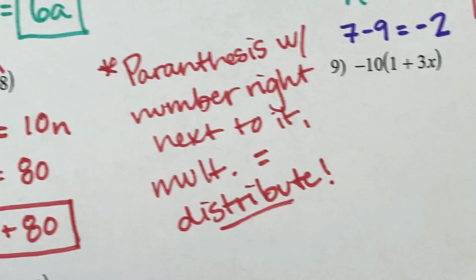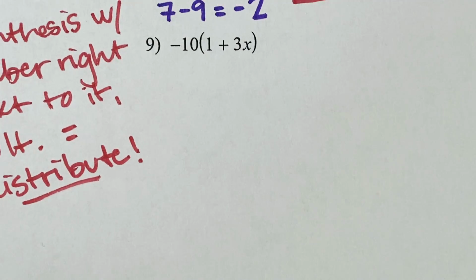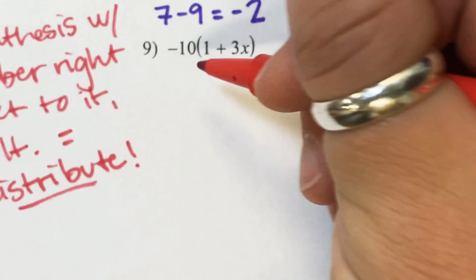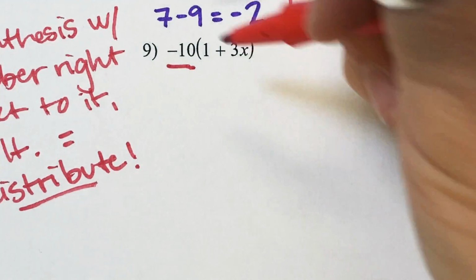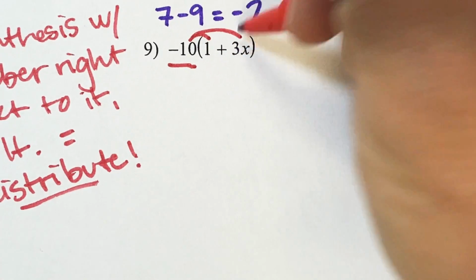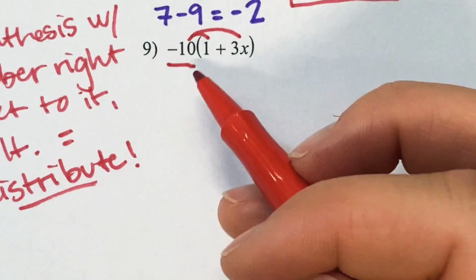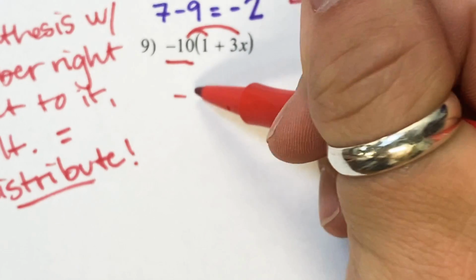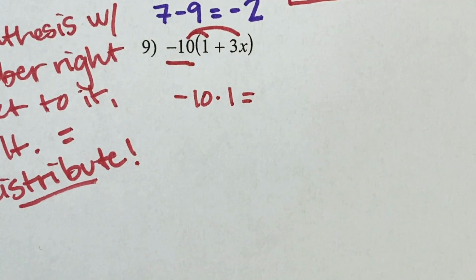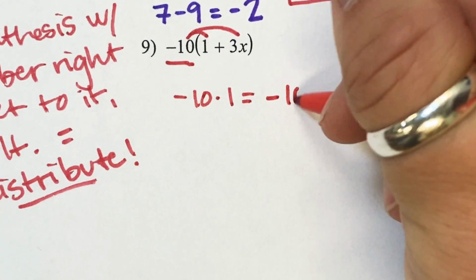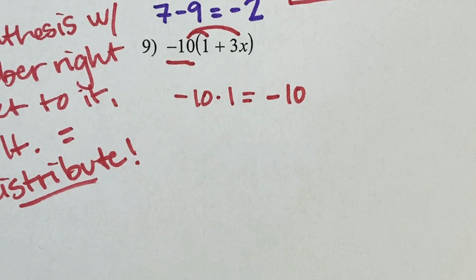Okay, let's do number 9. So we see some parentheses with a number right in front. This time it's a negative 10. We're going to do the same thing though. It's being distributed or multiplied to both things inside. So let's list it out. First one, we have negative 10 times 1. What does that give me? Anything times 1 is just itself, so negative 10.